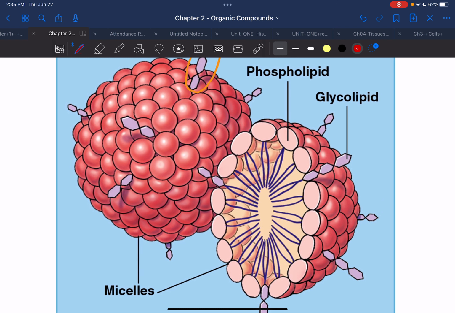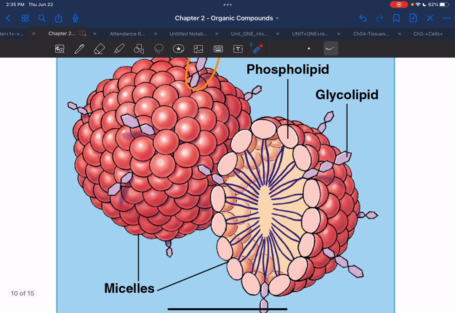Recall that they do the same thing. They have the tails and they embed themselves. So these are called glycolipids, along with your phospholipids.